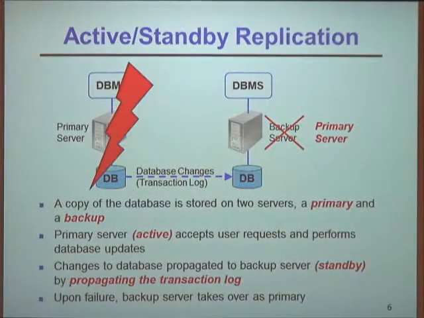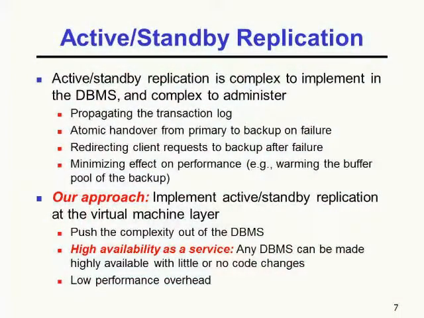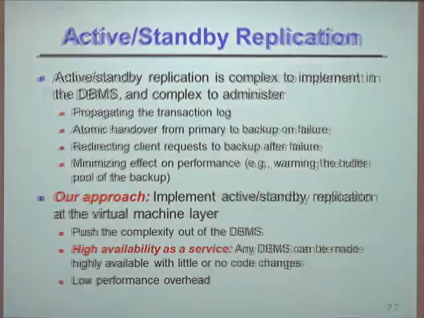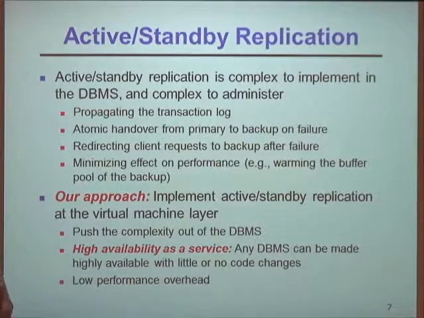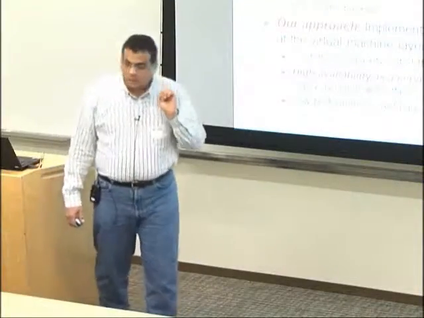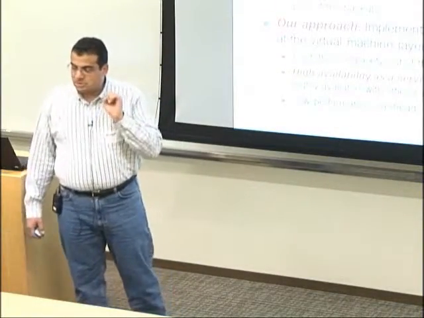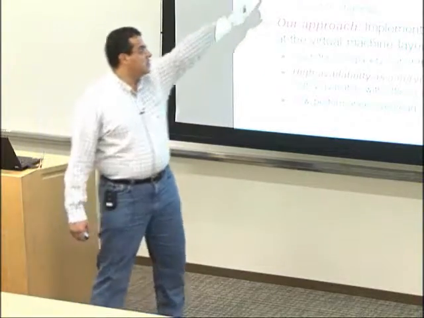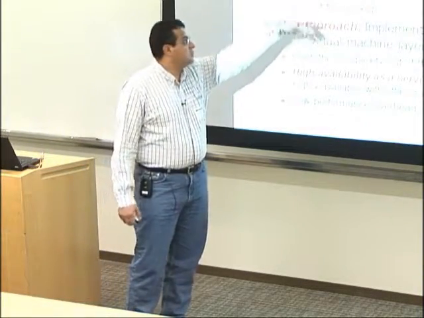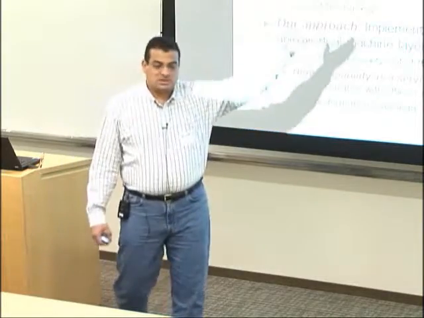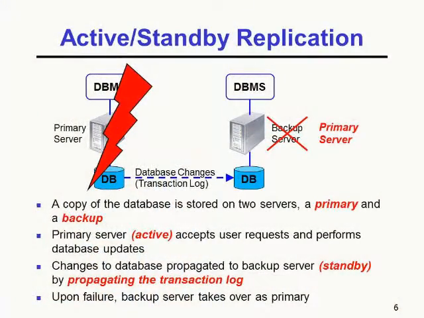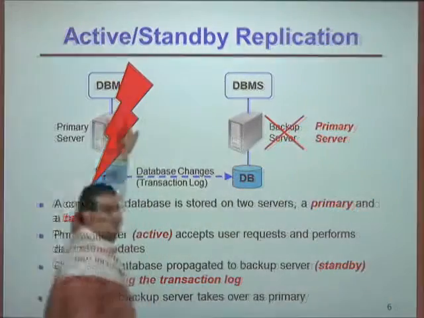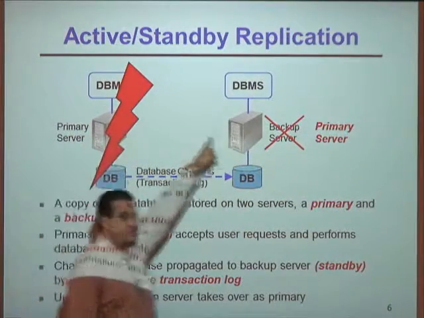So if solutions like this exist, why are we still working in this area? We're still working in this area because active standby replication is complex to implement in the database system and also complex to administer. You need to worry about how to propagate the transaction log in a transactionally consistent way. You need to worry about the atomicity of handover from primary to backup. You need to worry about redirecting client requests. When the primary fails, the backup takes over as primary, the database is consistent, but you need to tell the clients that now instead of talking to this one, they need to talk to this one.